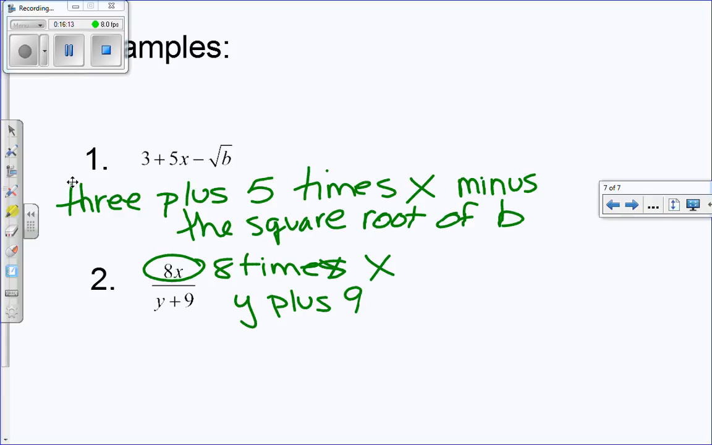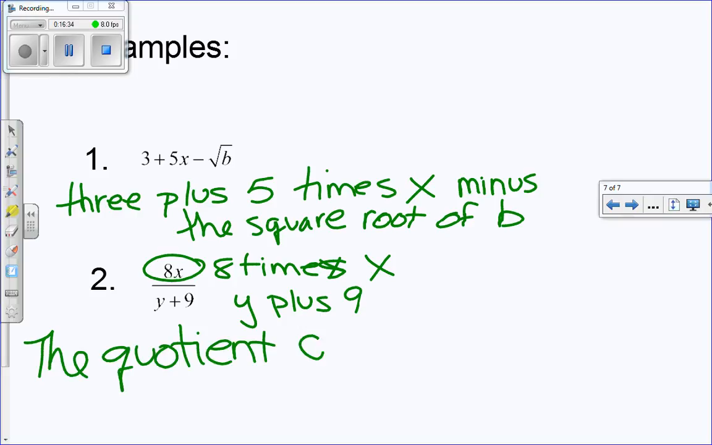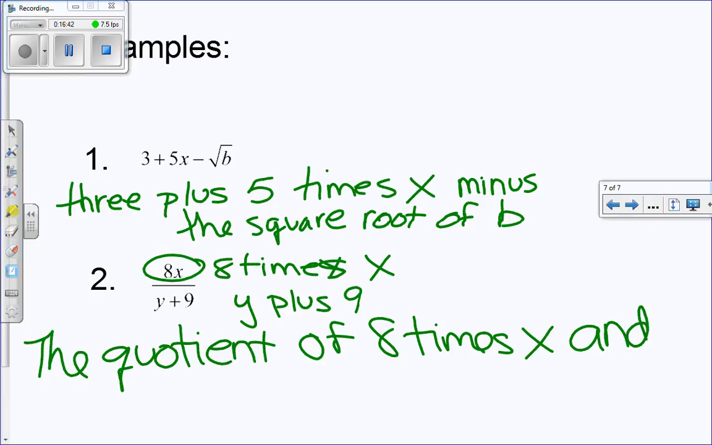Now, when I go and write this out, we don't want to just say, well, we could. Be careful on how you word it. You could say 8 times x divided by y plus 9, but just be careful to make sure that when you're writing it out, you're using commas when necessary. You could also say the quotient of, because if I'm starting off with the quotient of, it's telling me the 2 things I'm dividing. The quotient of 8 times x and, because remember what came before the "and" was in our numerator, what comes after is in our denominator, y plus 9. Or 8 times x divided by y plus 9.